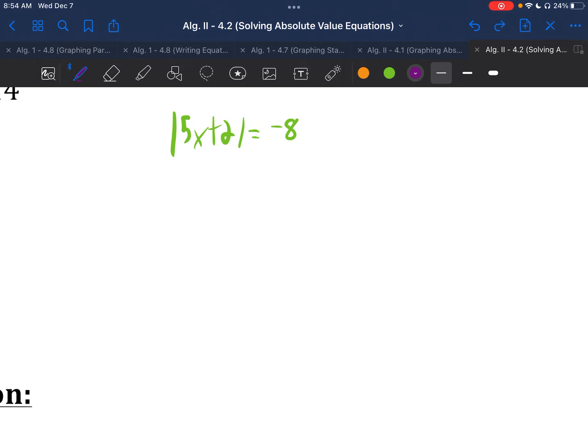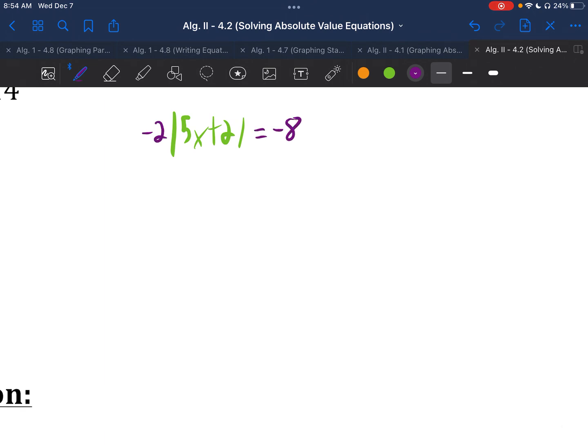The reason why is you can't be negative away from 0. If it was positive 8, you would be fine because you can be 8 away from 0. But you can't be negative 8 away from 0.